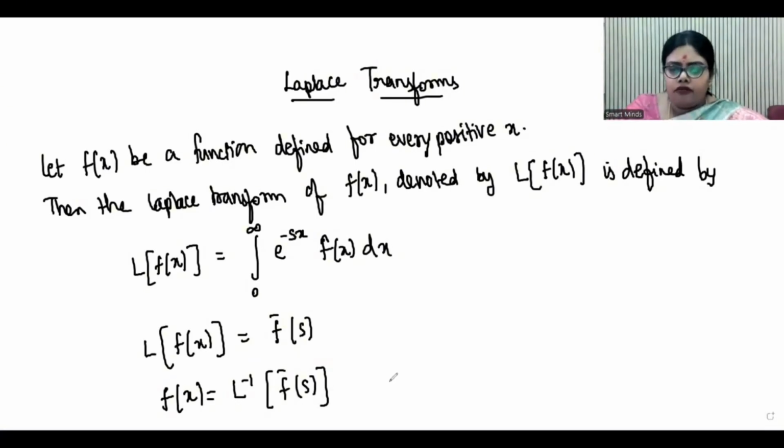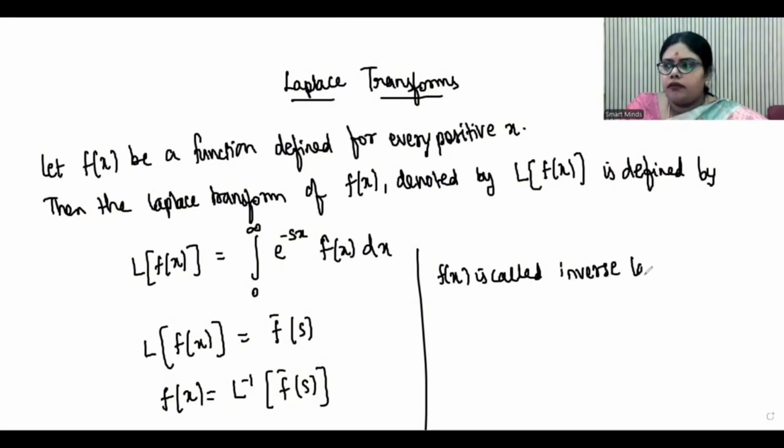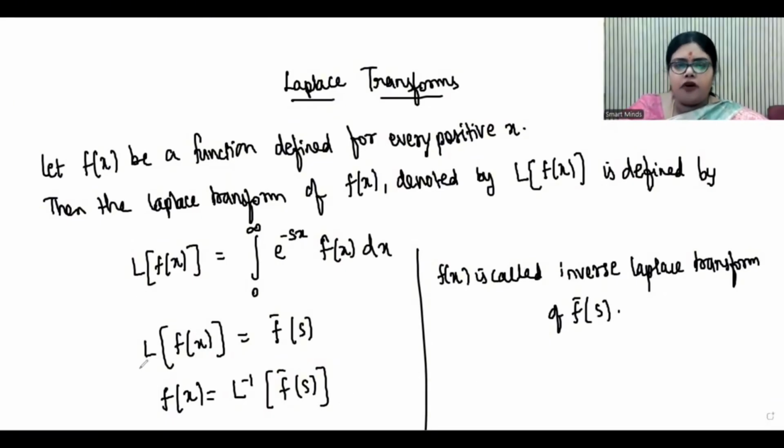So here f of x is called the inverse Laplace transform of f bar of s, and the symbol L which transforms f of x into f bar of s, that is called the Laplace transform operator.